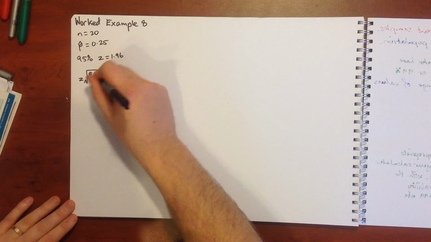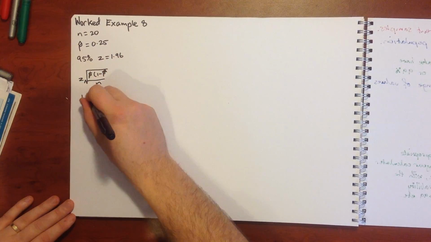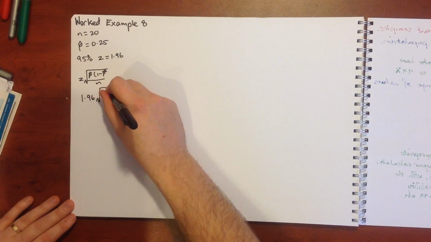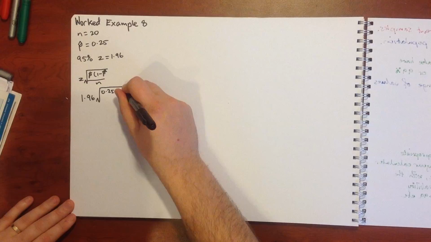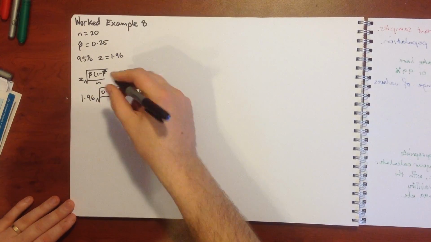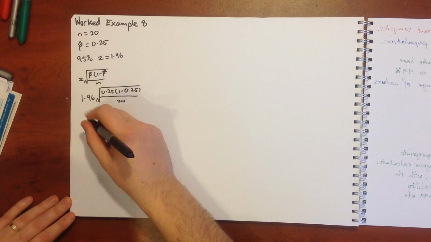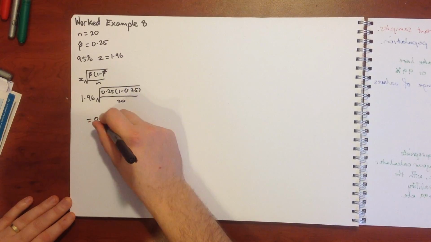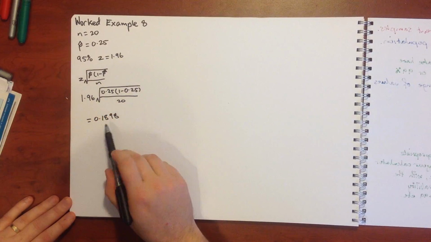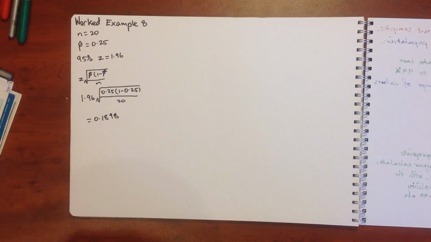So we need z times the square root of p hat times 1 minus p hat over n. That means we have 1.96 times the square root of 0.25 times 1 minus 0.25 over n, which is 20. When we do that, we get 0.1898. That was our margin of error, so we would say we had a margin of error of 18.98%.